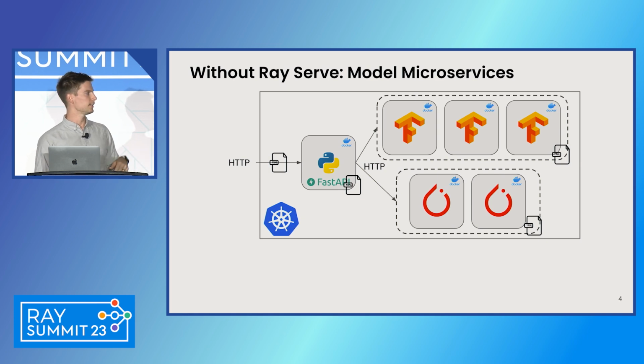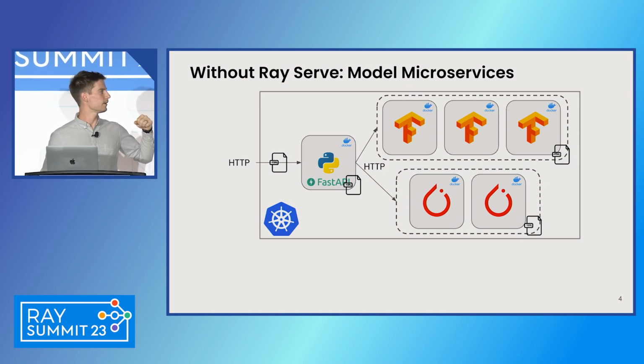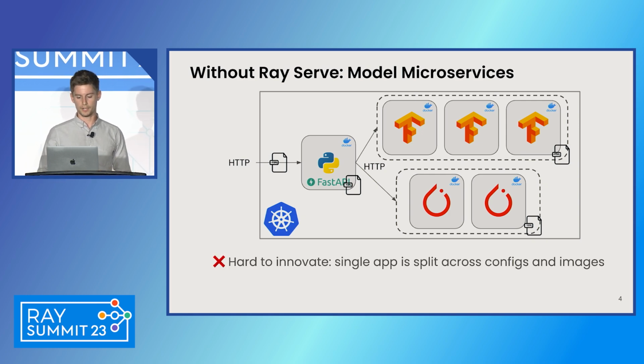Each of those is a separate application with a separate Docker file, a separate configuration, and is deployed as a separate Kubernetes deployment. Those are then stitched together with some kind of business logic running in a Python web server like FastAPI. As you can see, this works for deploying multi-model AI applications, but it's very complicated. There are many different configurations, many different code bases and images that you need to maintain, and this comes with some drawbacks.